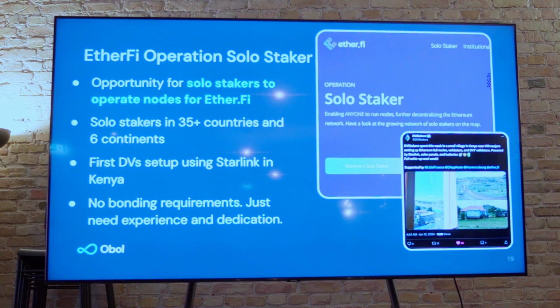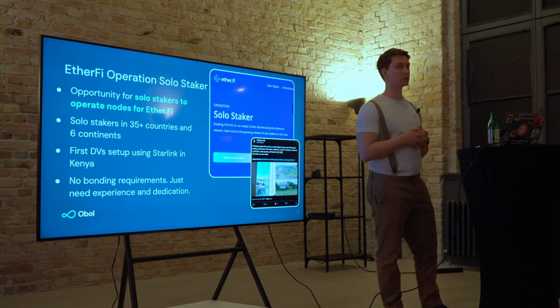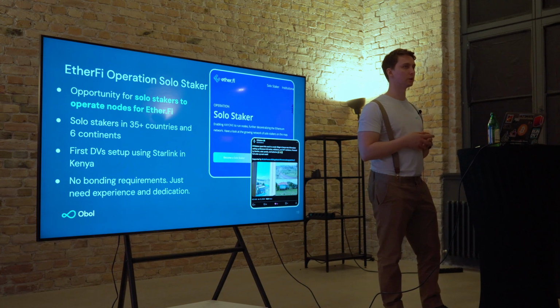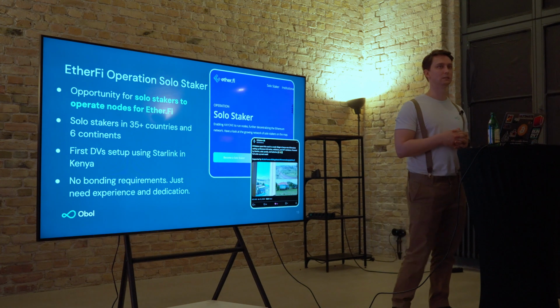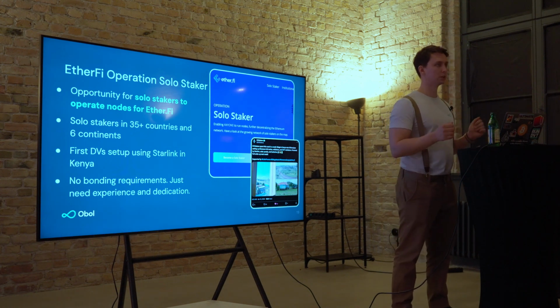Or local communities, we have some initiatives going on in that space. EtherFi, which you know from kind of the restaking space, they had something called Operation Solo Staker, where they were basically letting anyone apply on the website, and they were taking people and putting them into DV clusters. They had solo stakers from 35 countries and 6 continents as part of this initiative. One of them was actually running in Kenya on a Starlink satellite connection, so obviously that's something where maybe you wouldn't feel comfortable doing it in a vanilla setup, but in a DV setup where the whole validator doesn't go down if you go offline, maybe you're willing to take that risk.